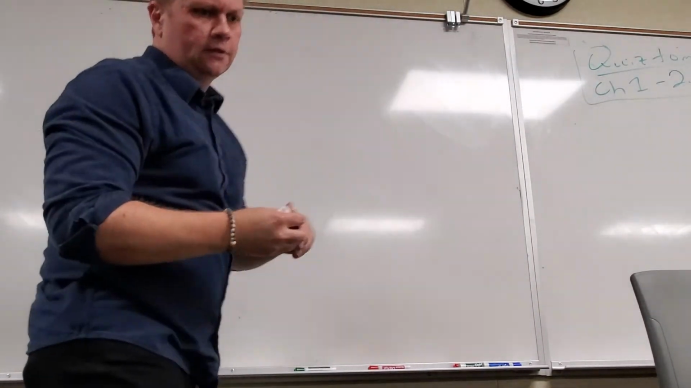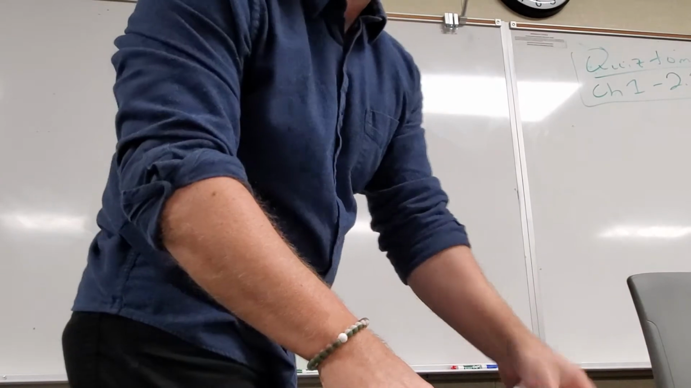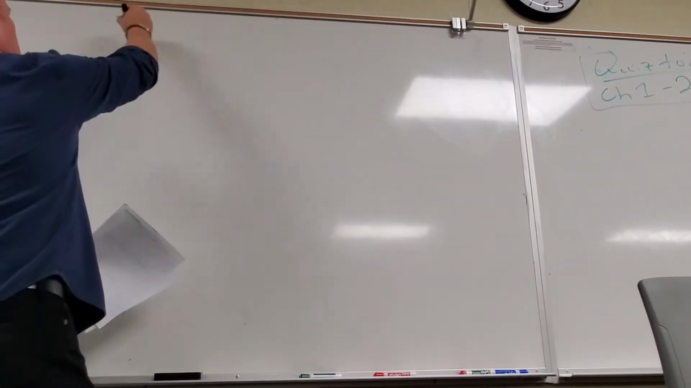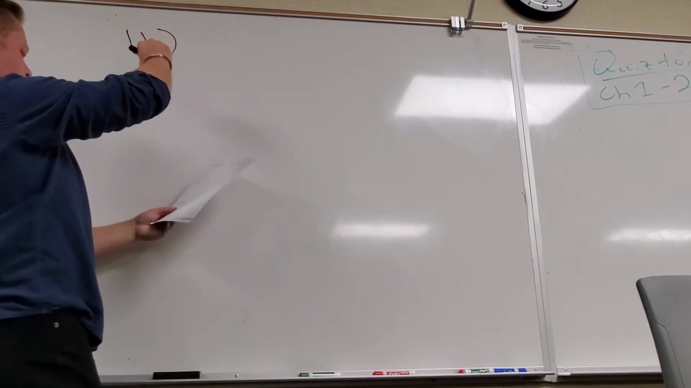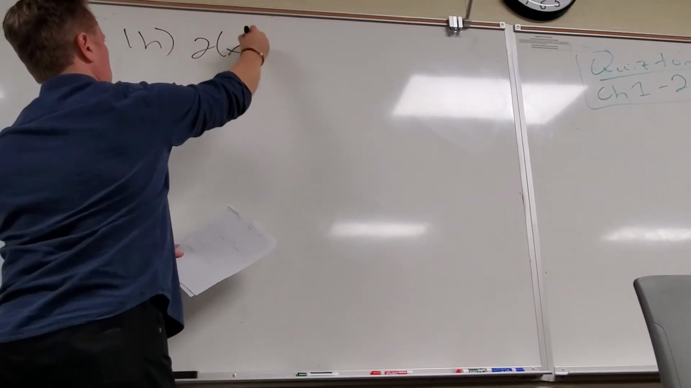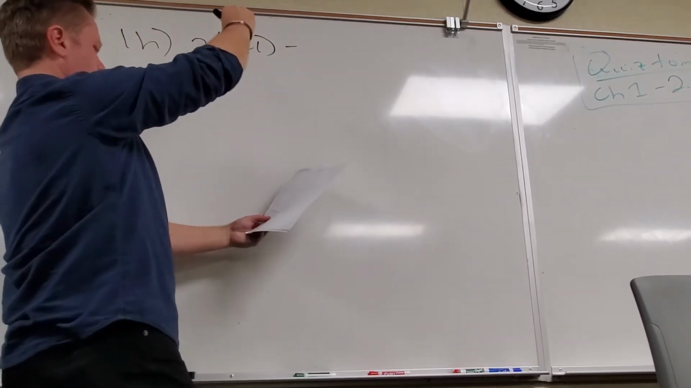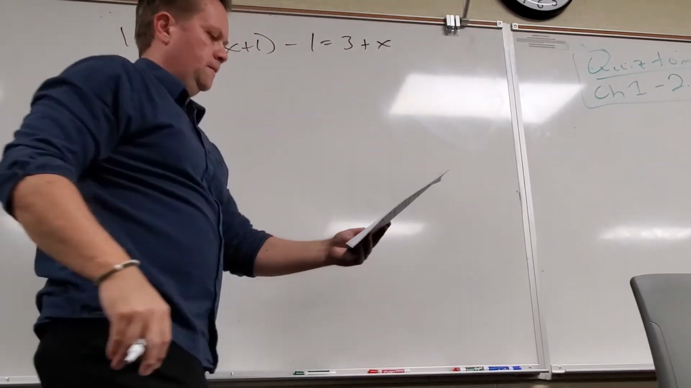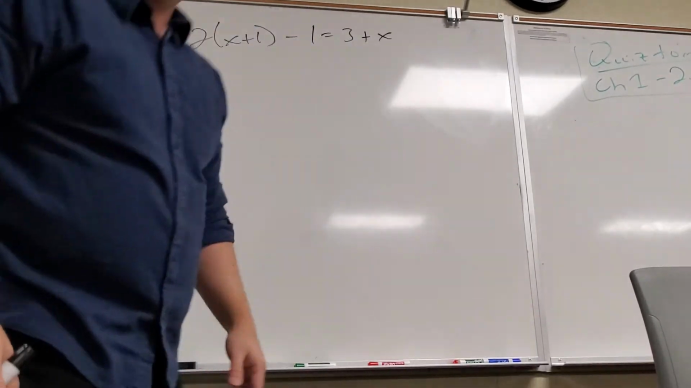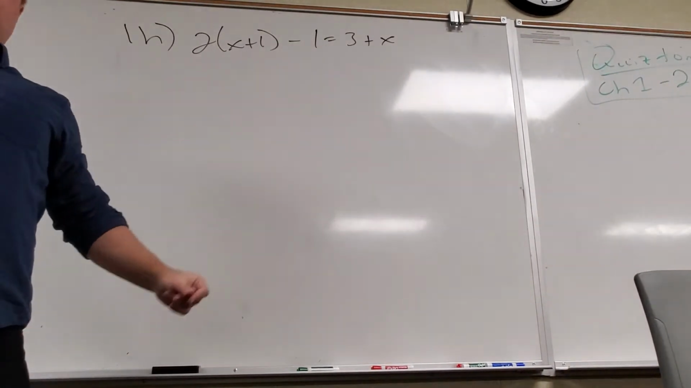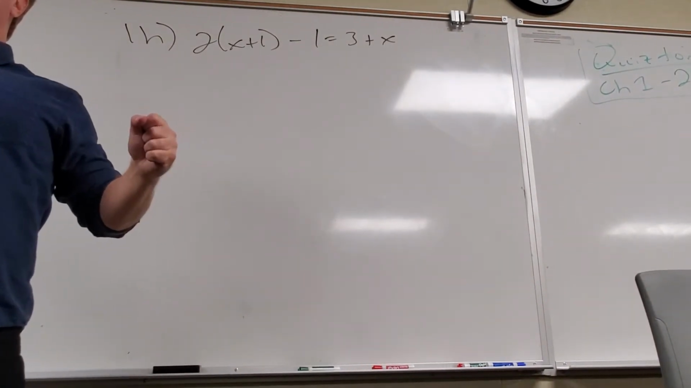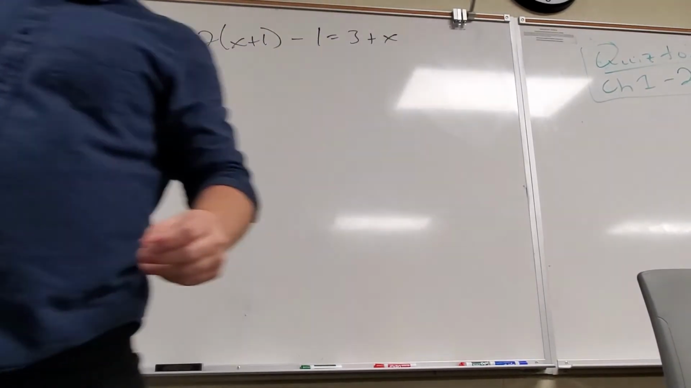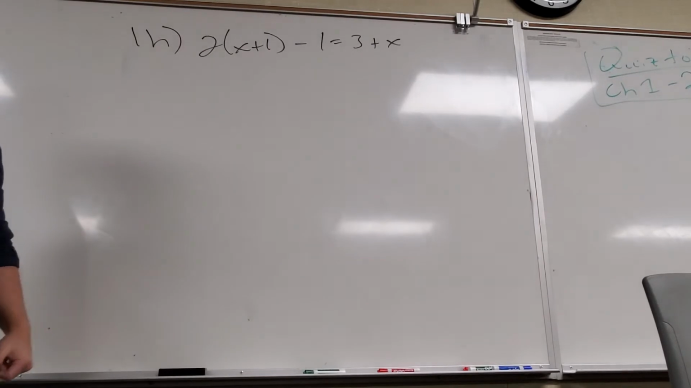So let's take a look at this. So this is 1H on the back of that solving basic equations sheet. Okay. Does everybody see this one? Which one? H. Okay. Yes. Cool. I like it.